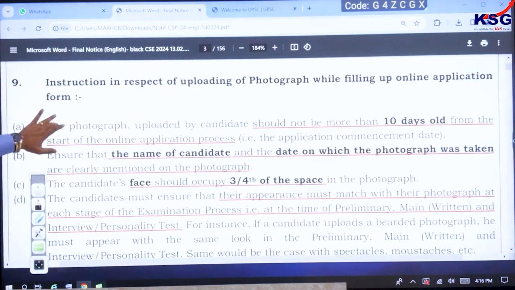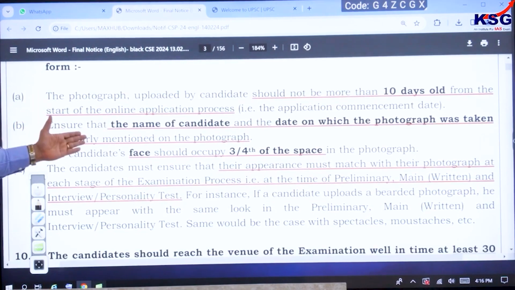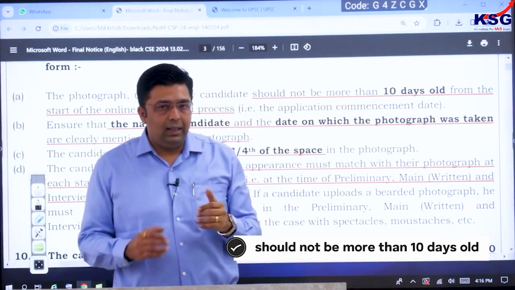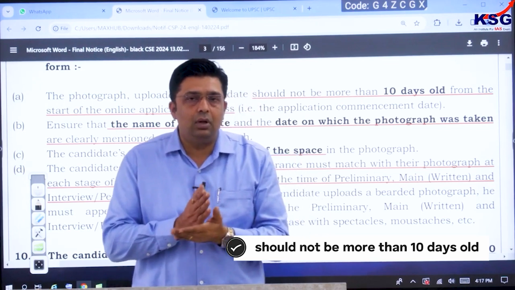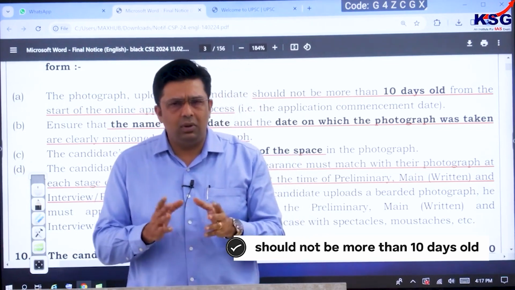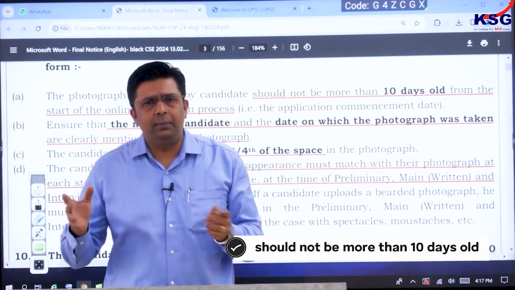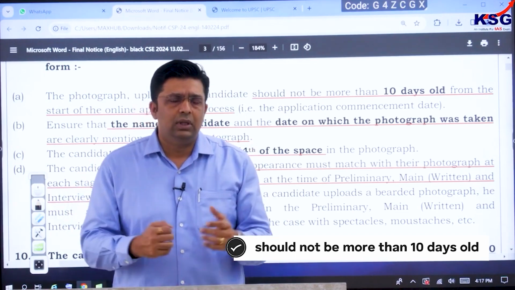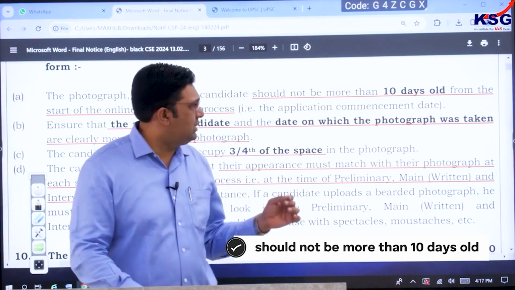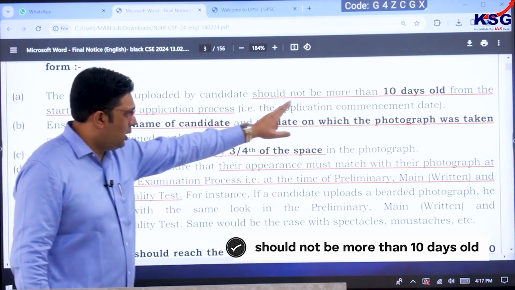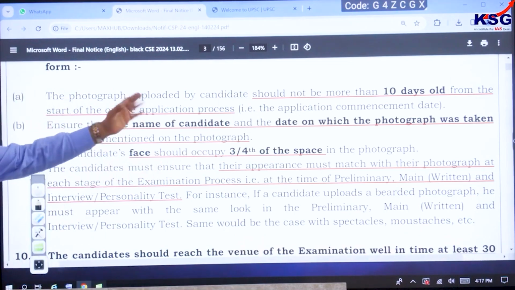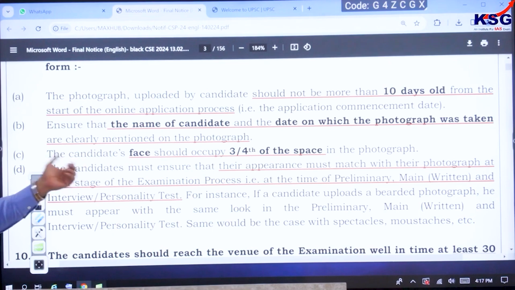Okay. Now, इस पे ध्यान दीजिए. The photograph which you are going to upload should not be more than 10 days old. जब भी आप भर रहे हैं, it should not be more than 10 days old. Lot of time we used to see students एक बार photograph खिंचवा लिए and then maybe it could be a 5 or 10-year-old photograph also. They've been uploading it. However, UPSC is very much clear that should not be more than 10 days old from the start of the online application process. So 10 दिन से ज़्यादा पुराना नहीं होना चाहिए.